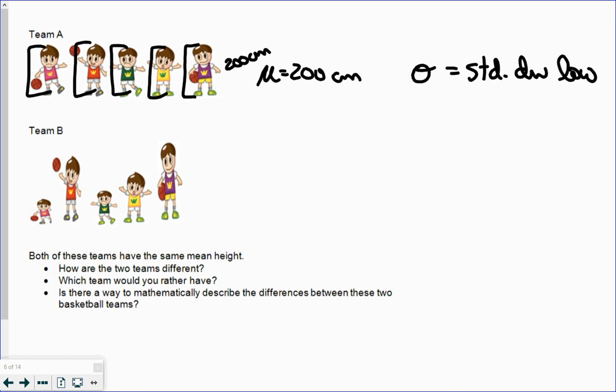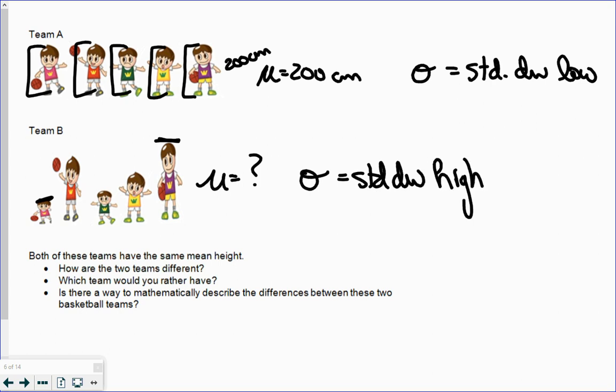Now the second team, they're all over the place. You've got somebody really tall, really short. So again, I have no idea what the mean would be. However, I know that the standard deviation will be high because they are not consistent in their heights. They don't all have the same height. Okay?